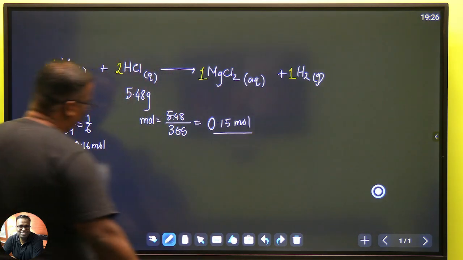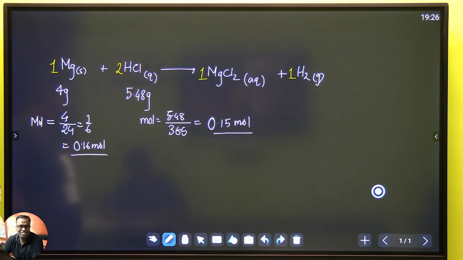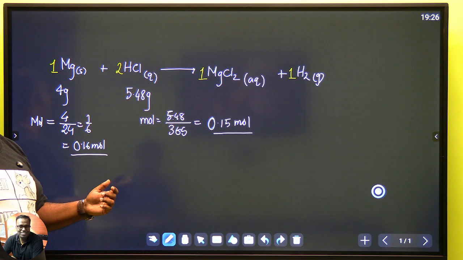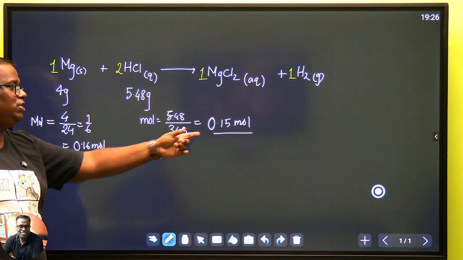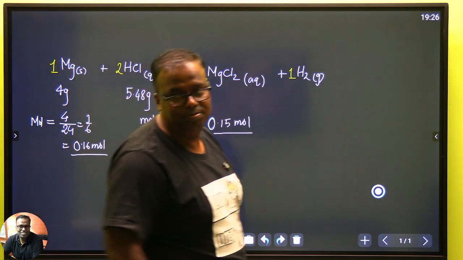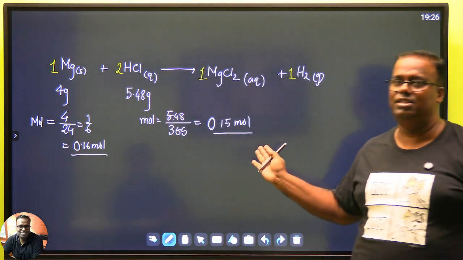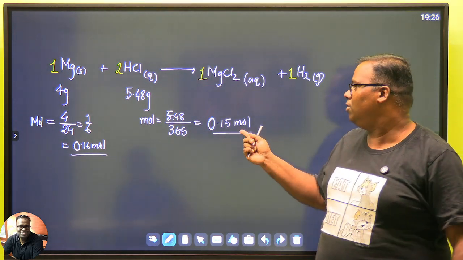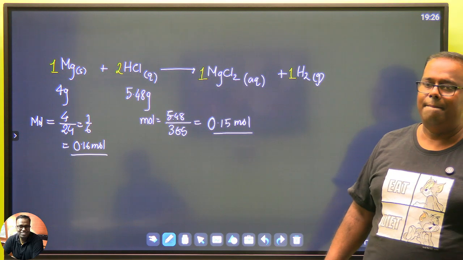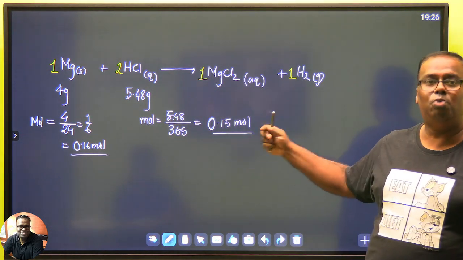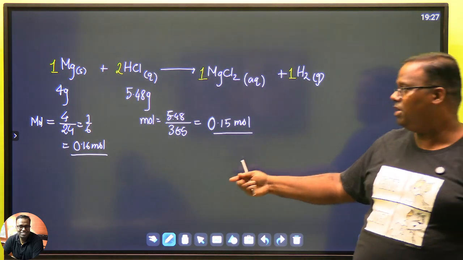देख बेटा, ये 0.15 है, ये 0.16 है. अभी आप common sense लगाओ. If magnesium is 0.16, it needs how much of HCl? 0.32 चाहिए. And if this is 0.15, it can react only 0.075. So who is less? HCl is less. Did you understand? I have got 0.15 of HCl, which will react with 0.075 of magnesium. So magnesium goes unreacted.